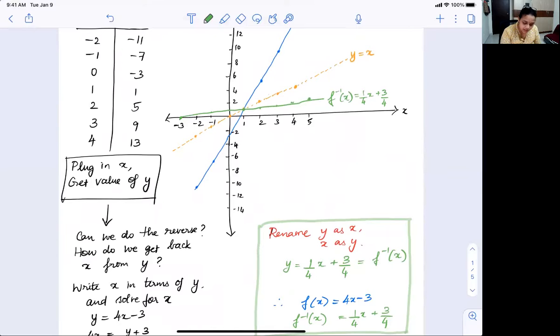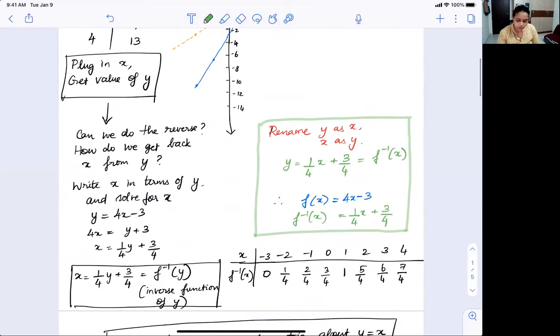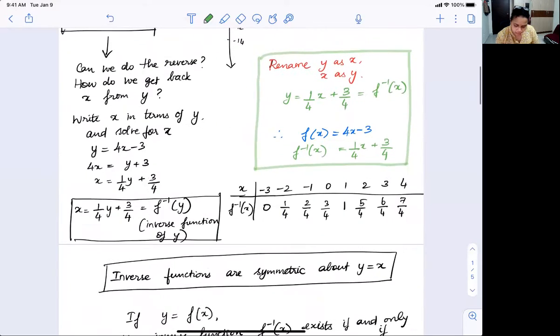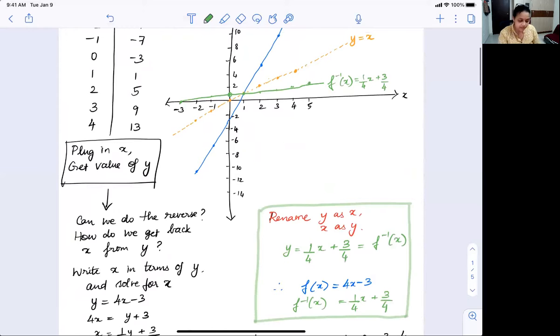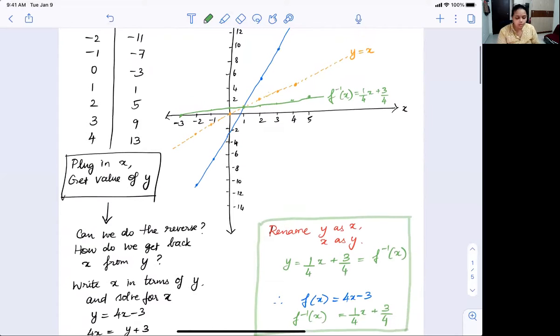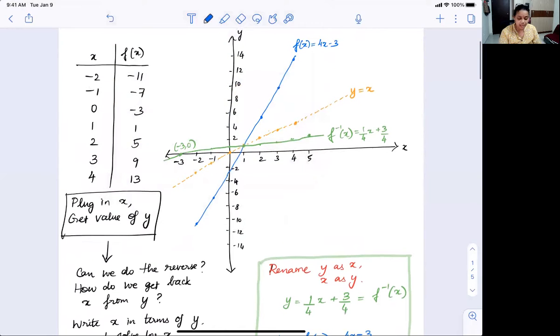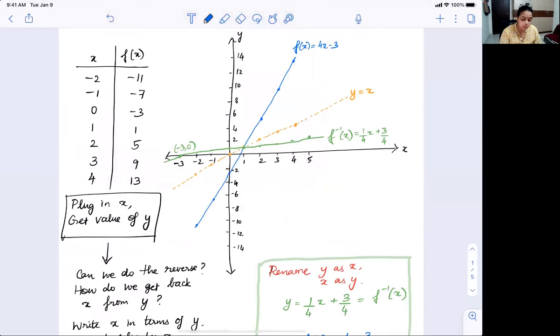Now, if you notice, this particular point here is going to be 0, 3 by 4. Or is it 0, 3 by 4? Yes, it is. Okay, forget that point. I got carried away. Now, notice this point. This is minus 3, 0. The inverse function cuts the x-axis at minus 3, 0. And notice that the actual f of x function cuts the y-axis at 0, minus 3.